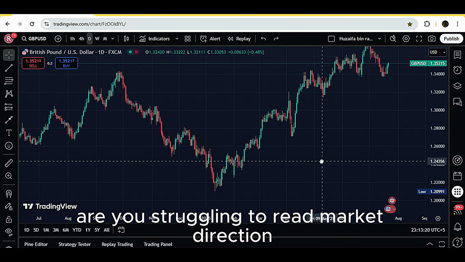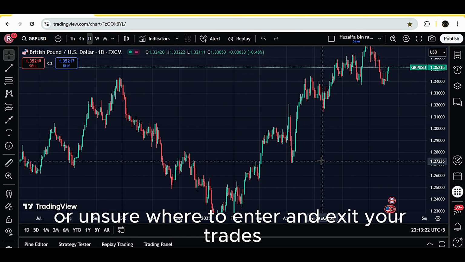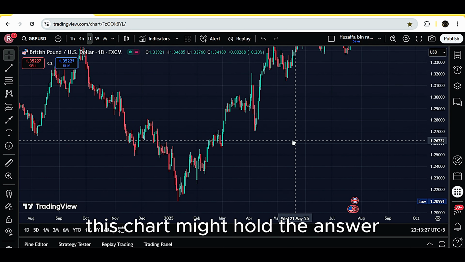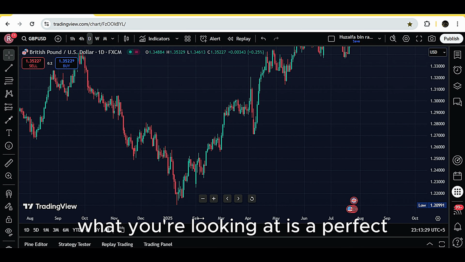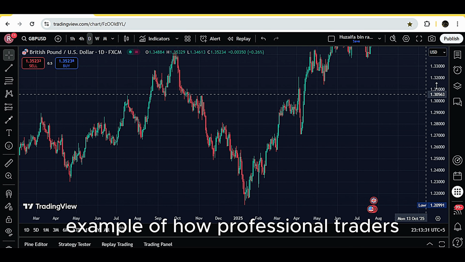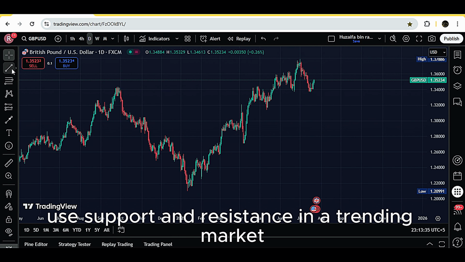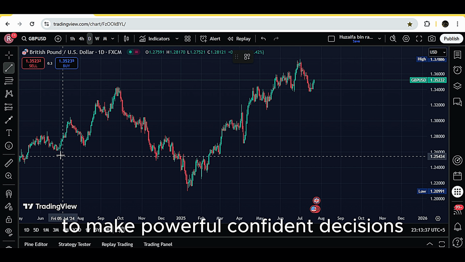Are you struggling to read market direction or unsure where to enter and exit your trades? This chart might hold the answer. What you're looking at is a perfect example of how professional traders use support and resistance in a trending market to make powerful, confident decisions.